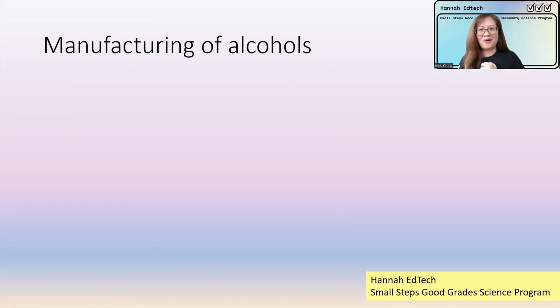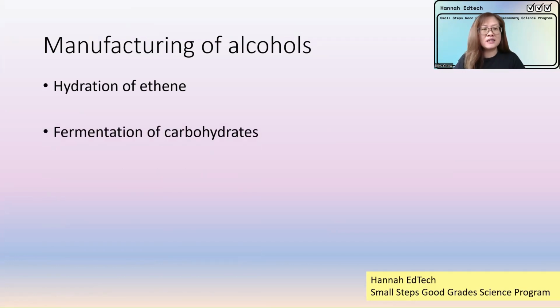Manufacturing of alcohol. For this homologous series of alcohols, we need to study the two ways of manufacturing our alcohols. The first way is hydration of ethene. And mainly when we talk about manufacturing alcohols, we are actually talking about manufacturing ethanol, because ethanol is widely used. So the first one is hydration of ethene. The second one is the fermentation of carbohydrates.